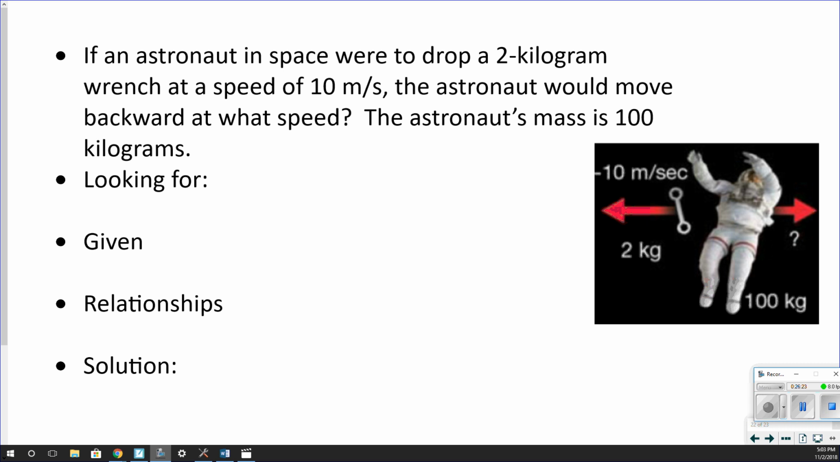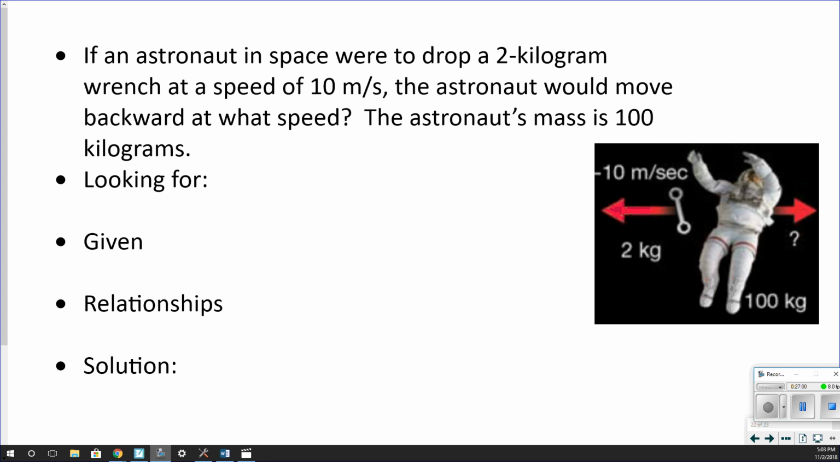Okay, last slide, guys. If we had an astronaut stranded in space, trying to get back to the space station, in this scenario we'd have extremely reduced friction. The only thing he has with him is a wrench. If he throws a 2 kilogram wrench at a speed of 10 meters per second, the astronaut would move backwards at a speed that could enable him to reach the space station again. The astronaut's mass is 100 kilograms. Let's go through how to figure out how to get this guy home.